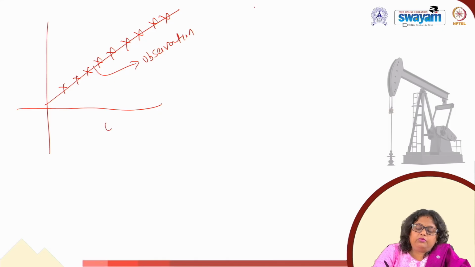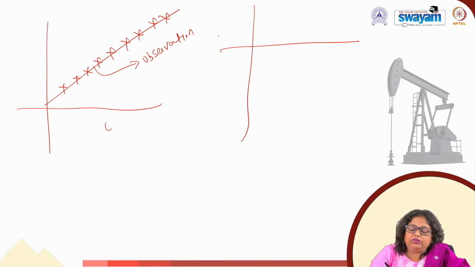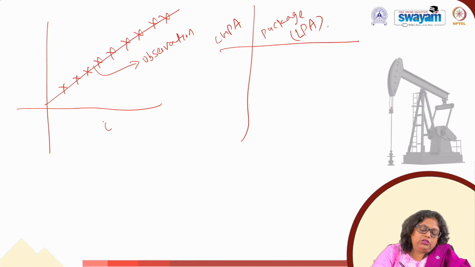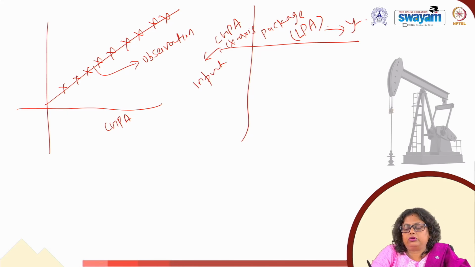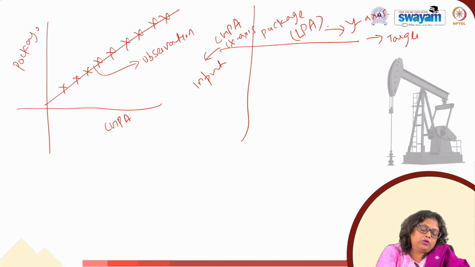I was taking one example, that is your CGPA and your package. Package is in lakh per annum. This is my CGPA, which I am putting on the x-axis. So this is nothing but my input. Then this is your output, or the target. So this is your package. So there are different scenarios.